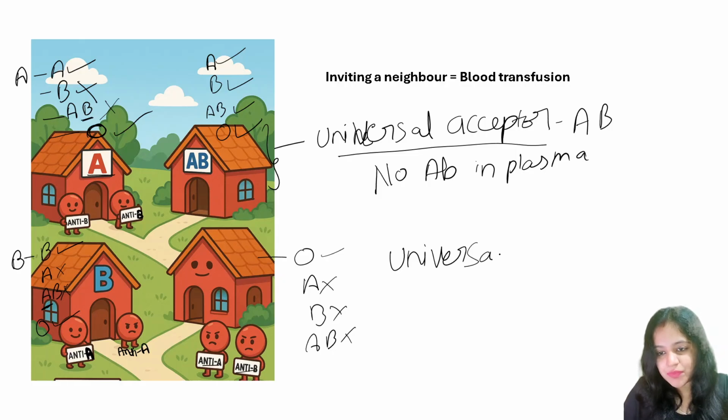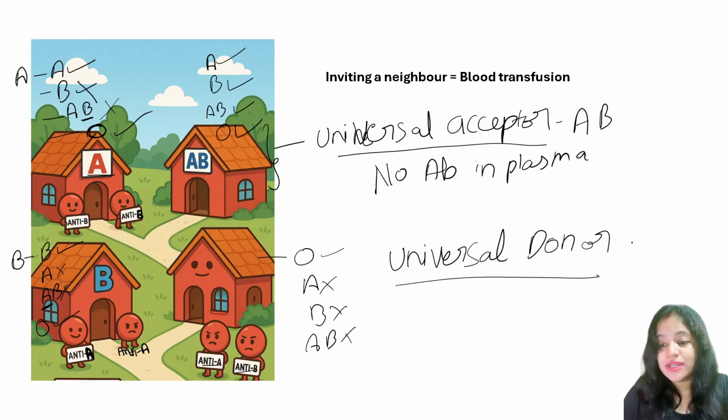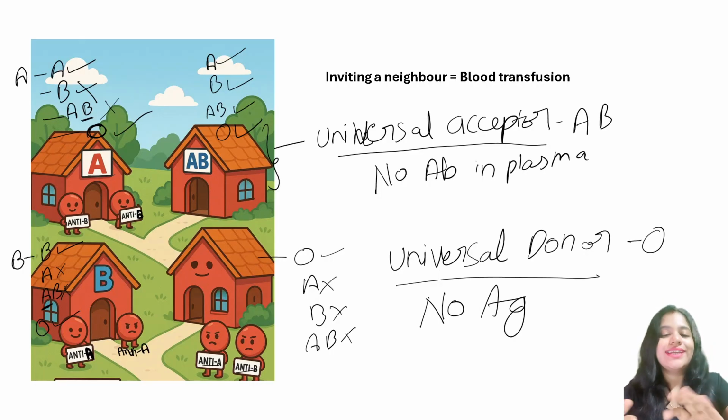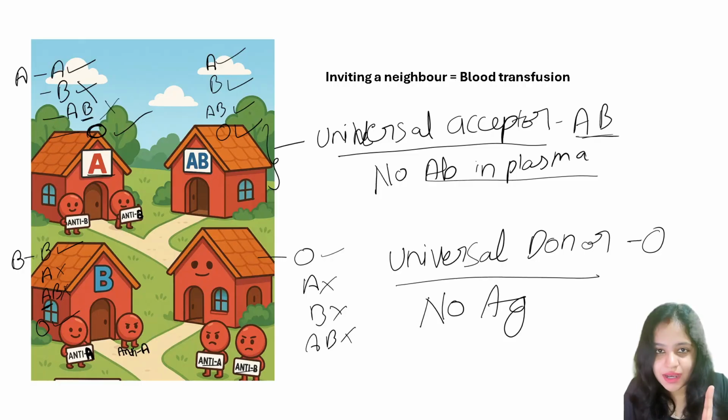Universal donor. Which blood group is your universal donor? O. Why? Because it doesn't have any antigen on its RBC. No nameplate on the house. Universal recipient is the blood group AB. Why? Because it has no guards in the house, no antibody in the plasma.